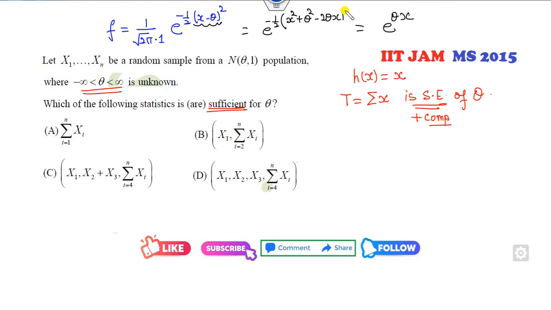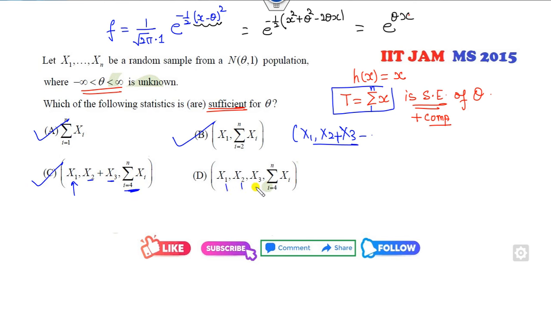But now we are talking about sufficiency. That means the summation from 1 to n is a sufficient estimator. So yes, this is the correct option. You can see x1 and the sum from 2 to n, that means x1 plus x2 plus x3, again a summation, so yes, this is sufficient. Because all are independent, x1, x2, x3 and the summation of xi from 4 to n is also a sufficient estimator of theta.